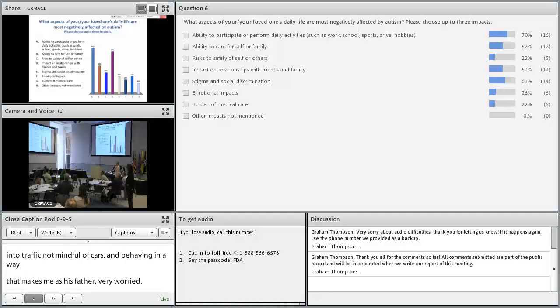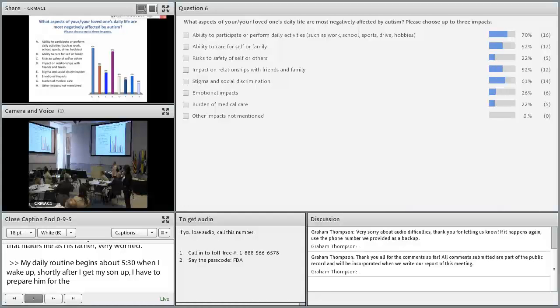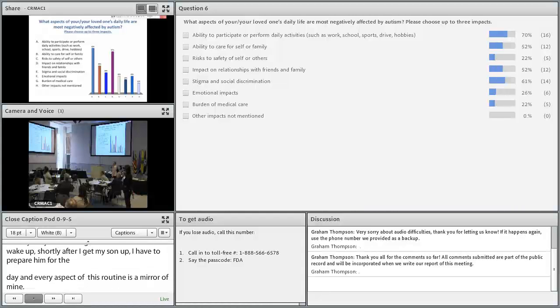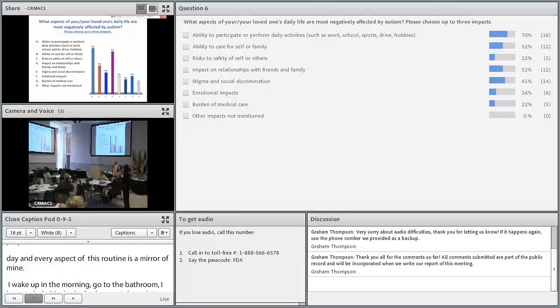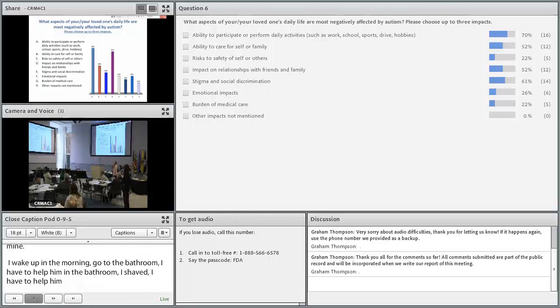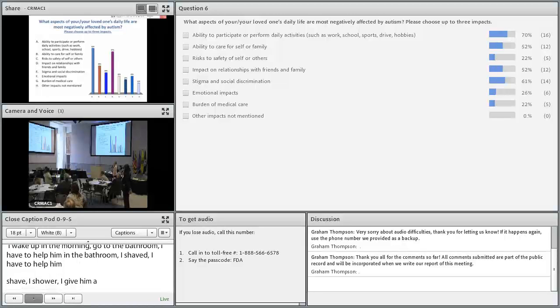My daily routine begins about 5:30 in the morning when I wake up. Shortly after, I get my son up, and I have to prepare him for the day. And every aspect of his routine is kind of a mirror of mine. I wake up in the morning, I go to the bathroom. I have to help him in the bathroom. I shave. I have to help him shave. I shower. I give him a bath. What I think regarding the safety point, every concern I would have about my personal safety, I have to think about his safety. If I am a certain distance from cars, I have to extend myself and think, where is he in relation to me?